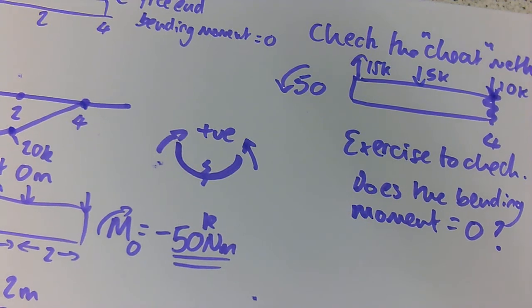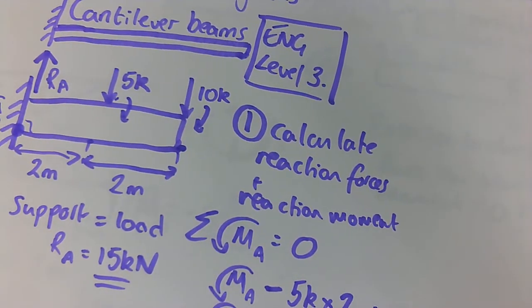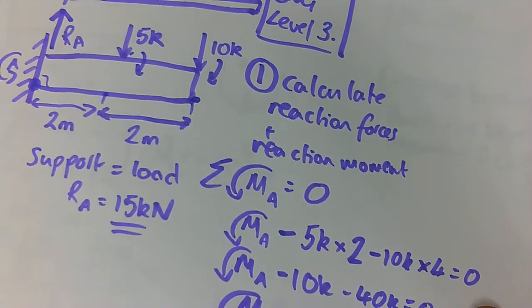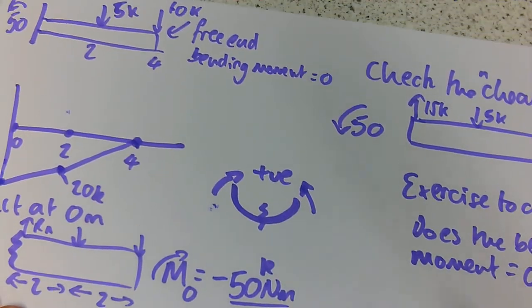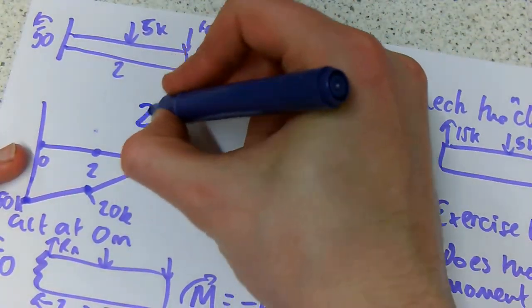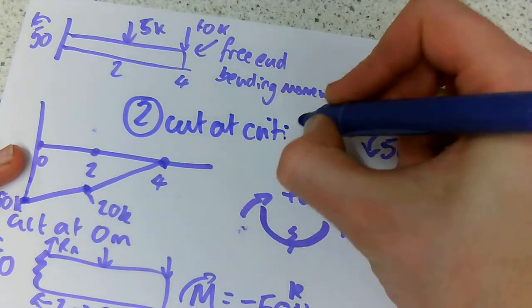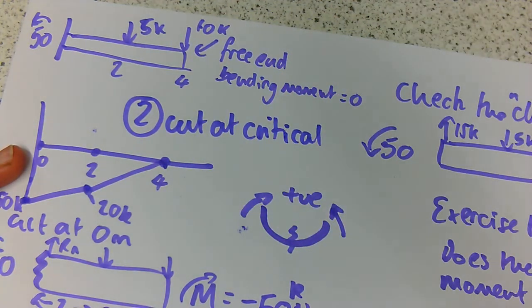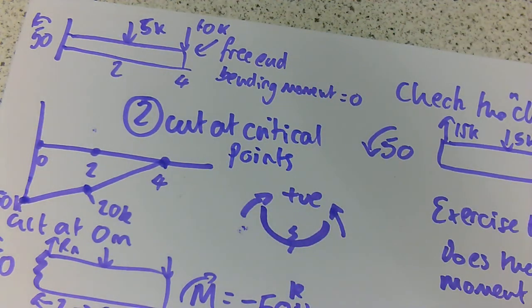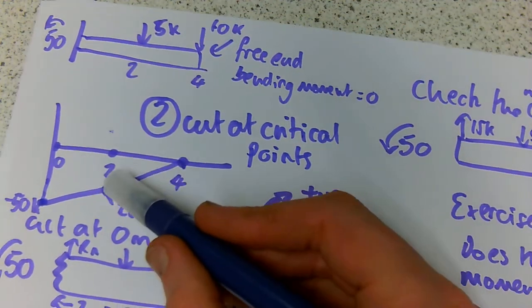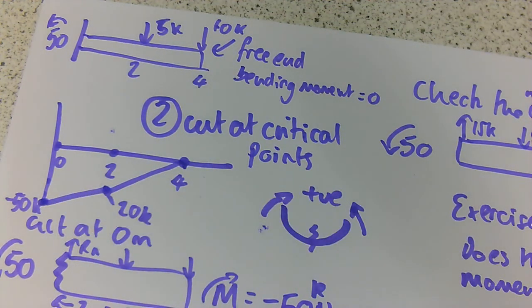So recapping the steps you would need to take to solve this type of question. First, you would calculate your reaction forces and your reaction moment because it's a cantilever beam. Secondly, you would take cuts at your critical points, and you would plot those bending moments you calculate on your diagram, joining them up, of course, with straight lines.